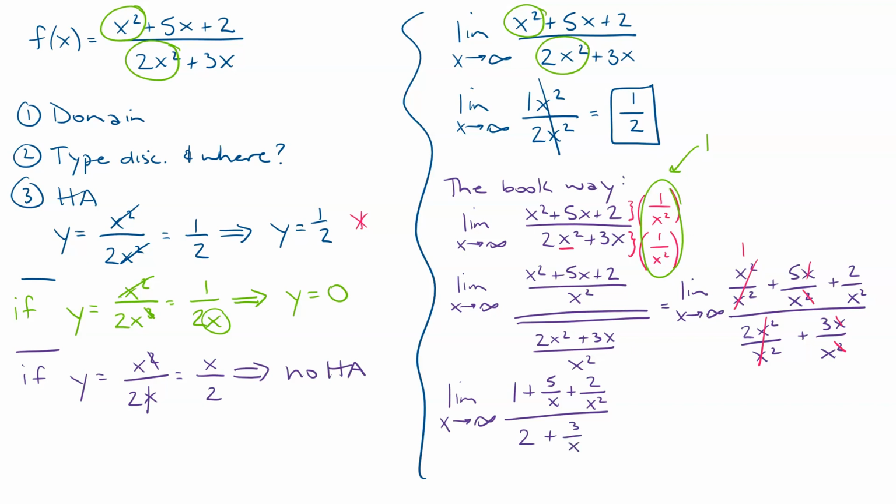At this point, you can substitute in the infinity value. And we get 1 plus 5 over infinity plus 2 over infinity squared all over 2 plus 3 over infinity. And here's the idea that you need to understand about limits. A limit is an approach, as we've talked about several times. A limit is just an approach.